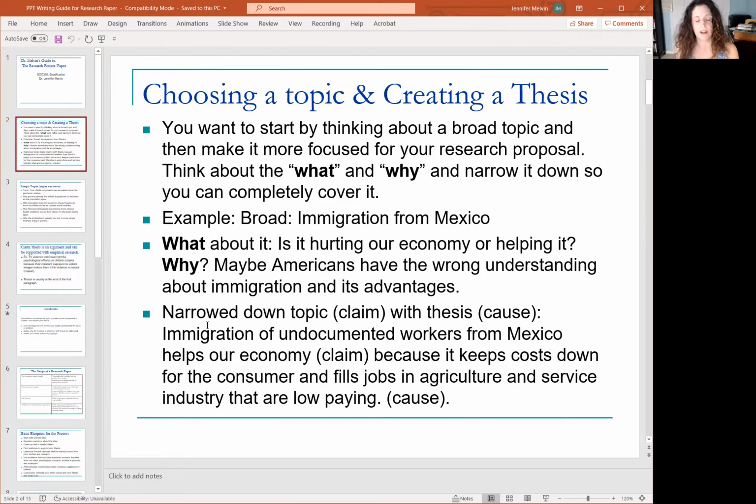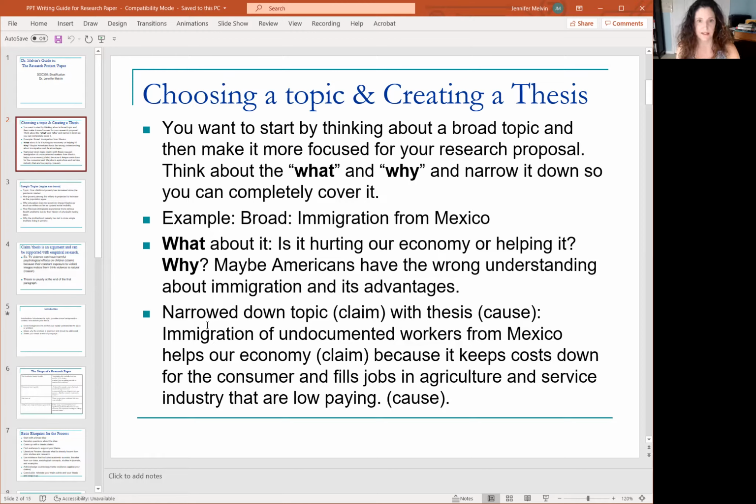So for example here, immigration of undocumented workers from Mexico helps our economy. That's the claim, okay? Because it keeps costs down for the consumer and fills jobs in agriculture and service industries that are low pay. That's the cause. The why, okay? So the first part's the what, and the second part's the why.